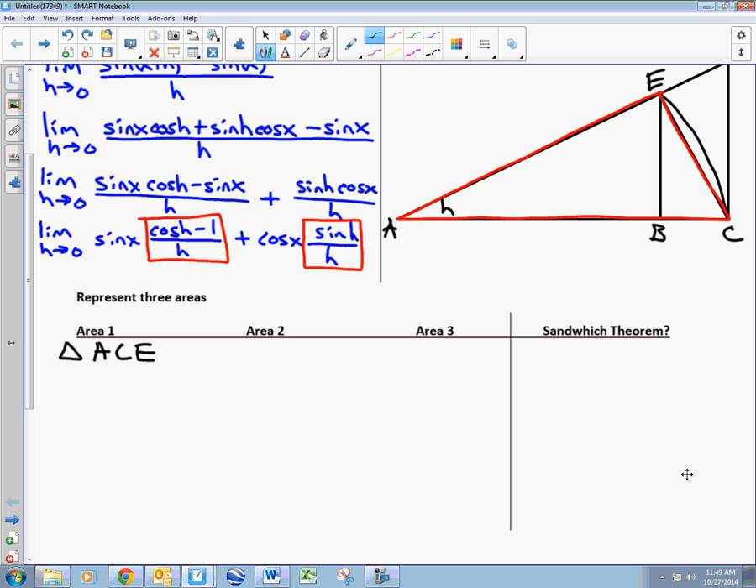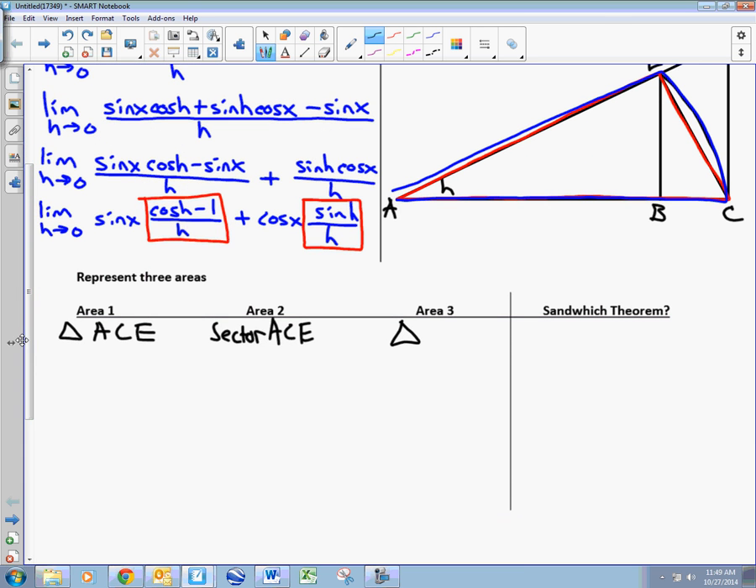Now it's on triangle ACE, which I've drawn in red, and then sector ACE. What's a sector? Please tell me you remember what a sector is. That's the sector. And then our last one is going to be triangle ACD, which I will draw in green.